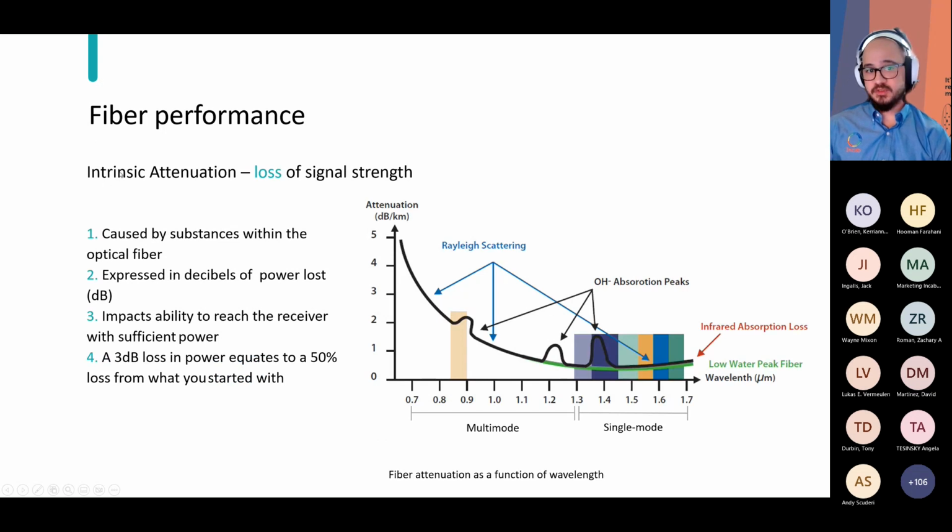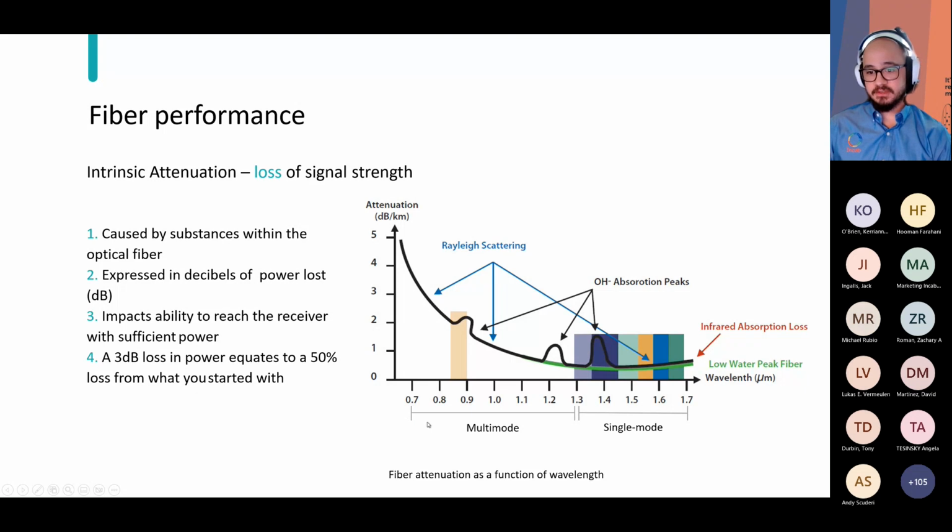So we'll start with intrinsic attenuation. And so this is just loss of signal strength. And intrinsic attenuation is caused by impurities or substance within the optical fiber. Again, attenuation is expressed in decibels. And like we covered earlier, it impacts the ability to reach, so to make it all the way to the receiver.